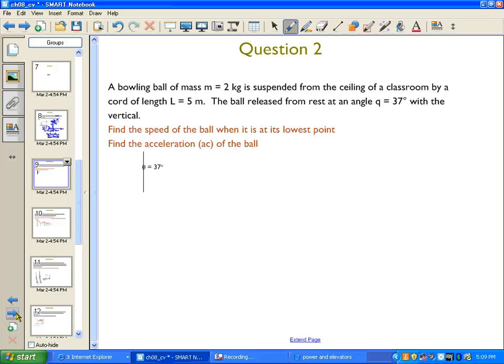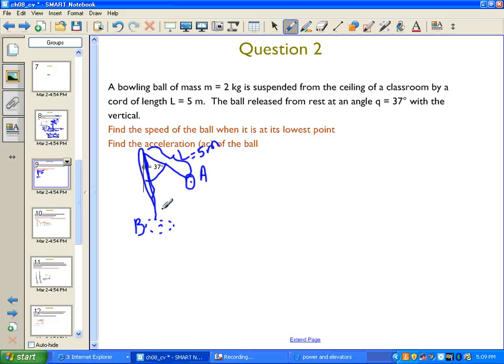And here, I'm afraid we've lost our picture, so I'm going to try to do the best I can to draw it for you. Here is our bowling ball. Here is the vertical; it's not easy to get a vertical line, I apologize for that. There's the angle of 37 degrees. So let's say that this is position A, and that the lowest point, when the ball is here, is position B. The length of the cord is 5 meters, and of course that does not change whether the ball is at A or at B.